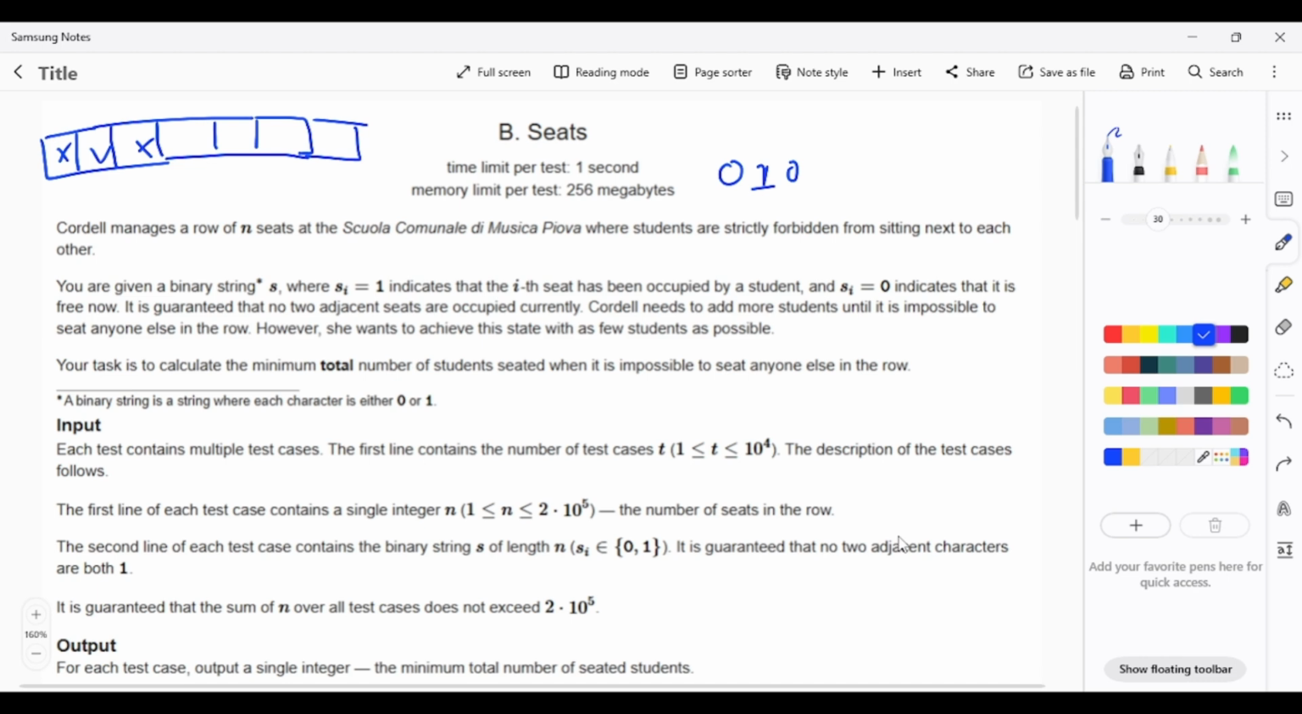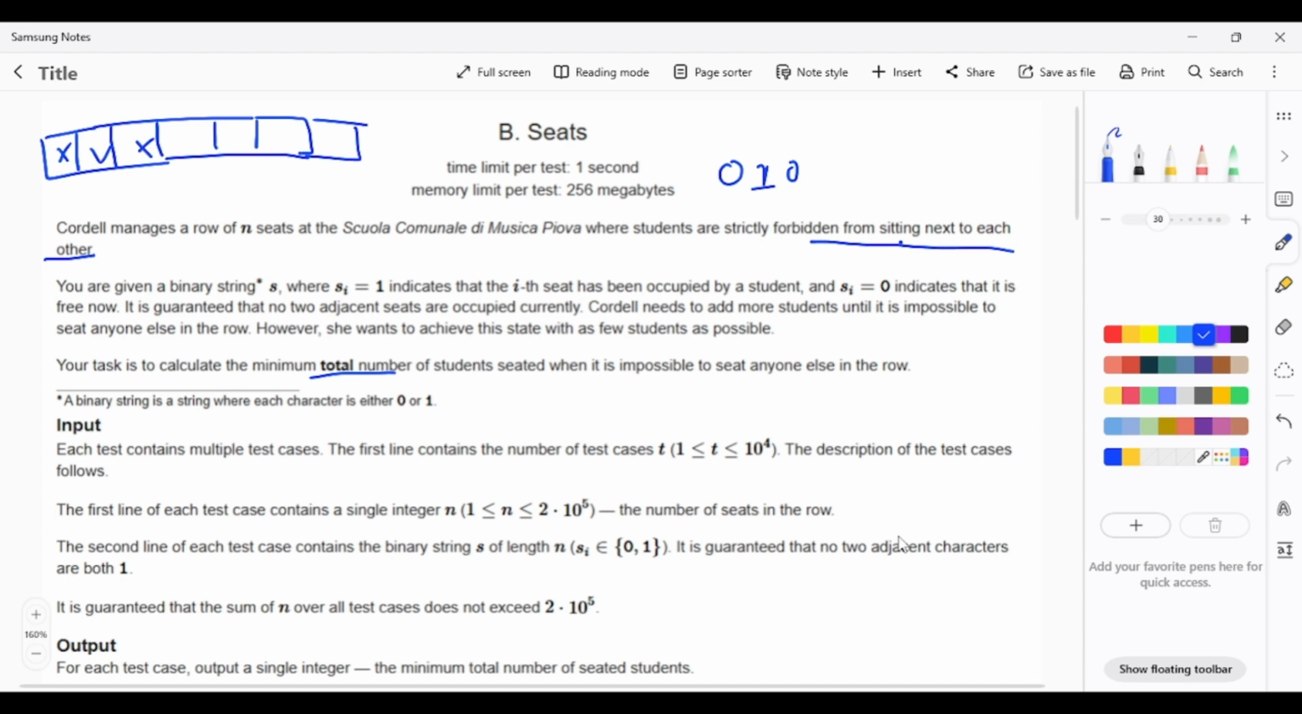But there is a condition that no two students can sit next to each other. We'll have to maintain this, and after filling the whole bench we will have to calculate the minimum total number of students seated when it is impossible to sit anyone else in the row.